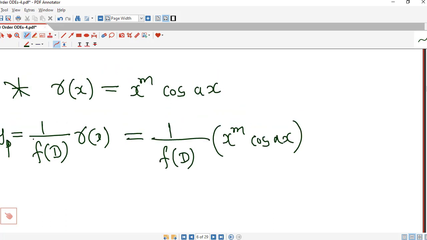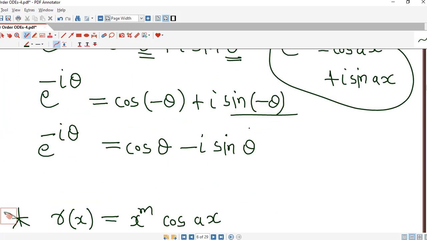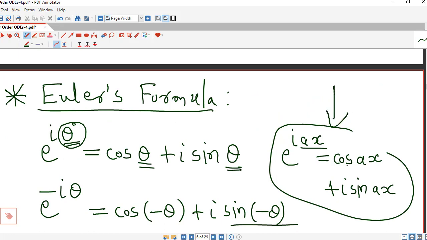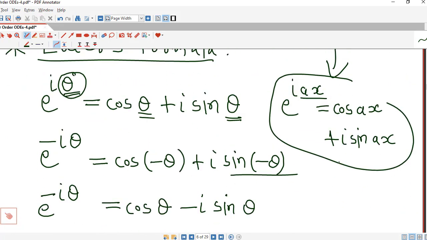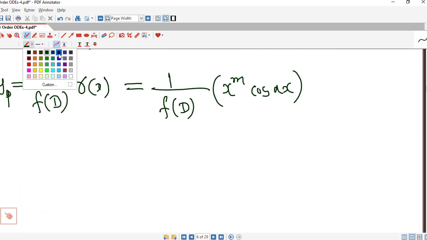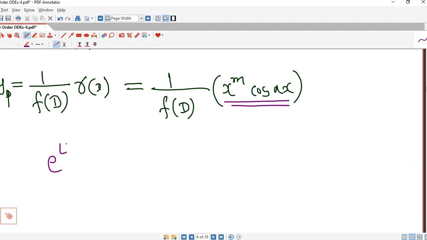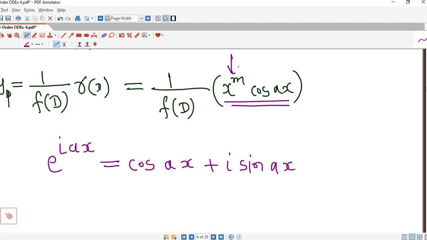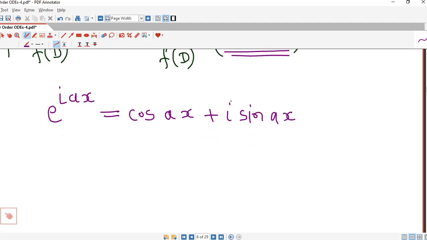So whenever we have x raised to m into cosine of ax or x raised to m into sine of ax, we will be using this formula. First we write e raised to i ax equal to cos ax plus i sin ax. Now in the product of cosine we have x raised to m, so we multiply the whole equation by x to the power m.